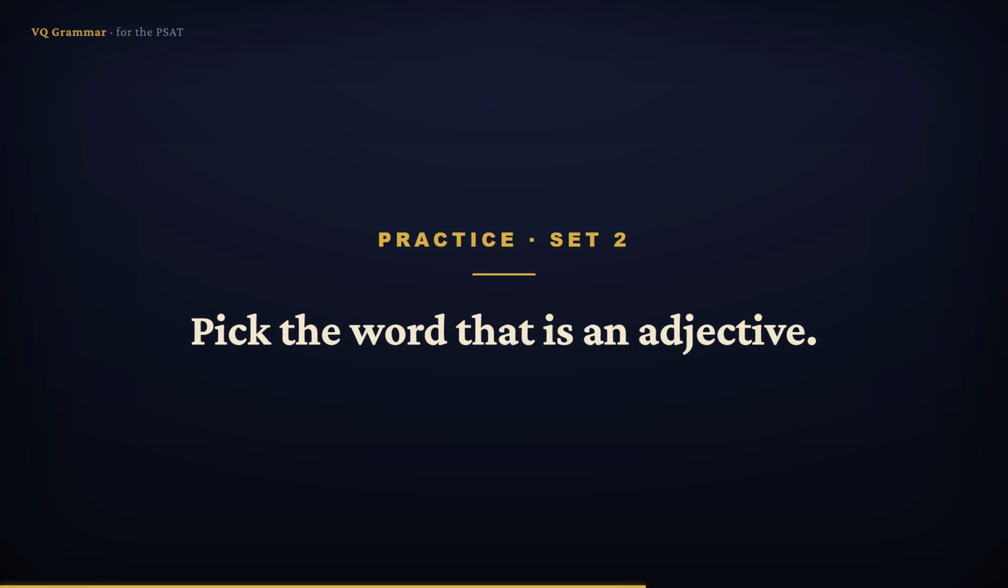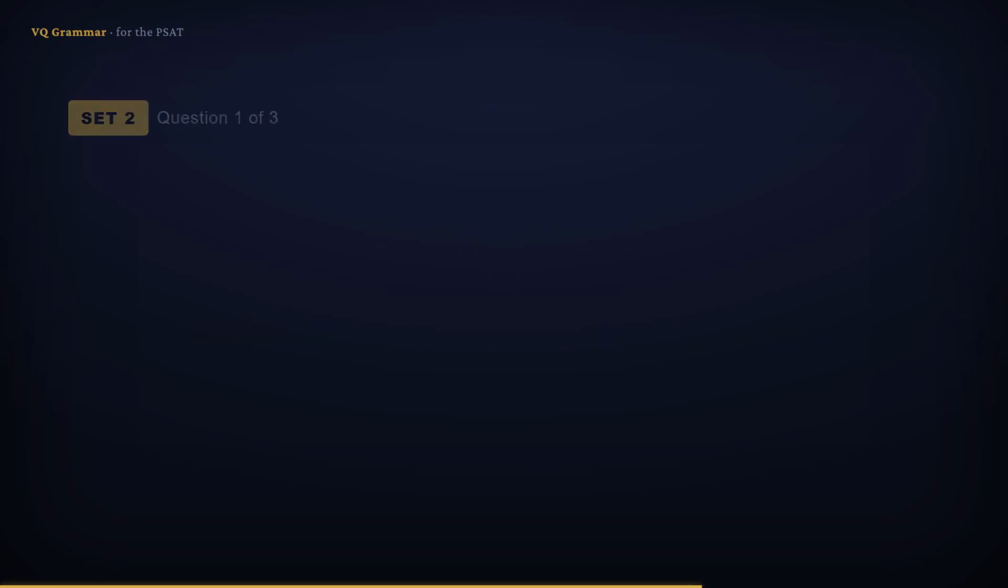3 more. This time, pick the form of the word that works as an adjective and completes the sentence sensibly. Remember, an adjective describes a noun, while an adverb usually ends in ly, and a noun names a thing. Pause and try each one.